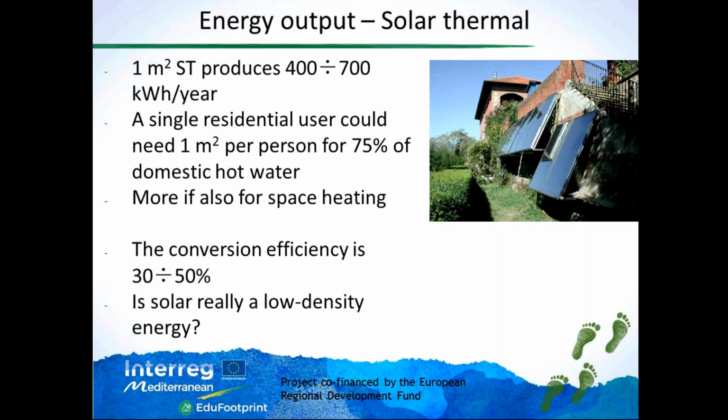And again, I'm asking the same question. So is solar really a low density energy? So of course it's less dense than fossil fuels, but again, if you look at residential applications, you see that usually 1 square meter per person is enough to cover the heat needs, for instance, for domestic hot water. So usually the area which should be available on the roof for such a system is very small. So again, even though solar is a low density energy, usually this is not a problem. This is not a practical issue for the plant realization.